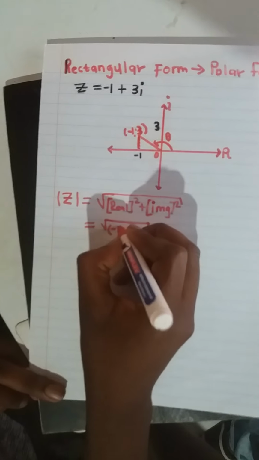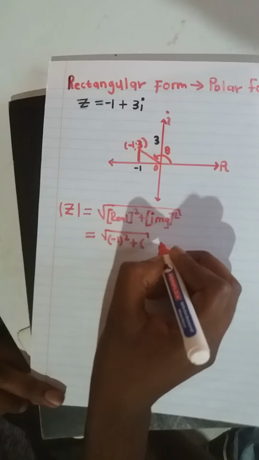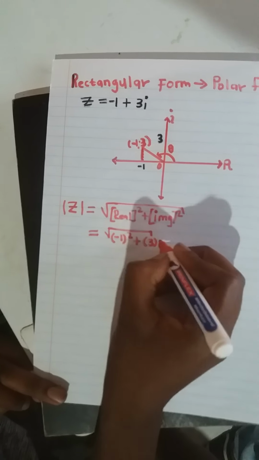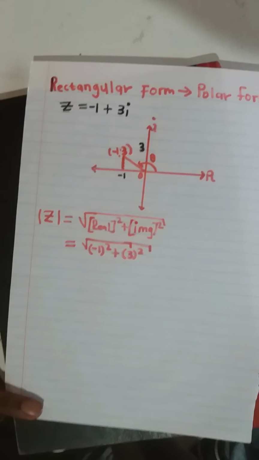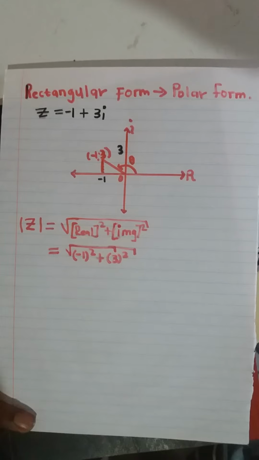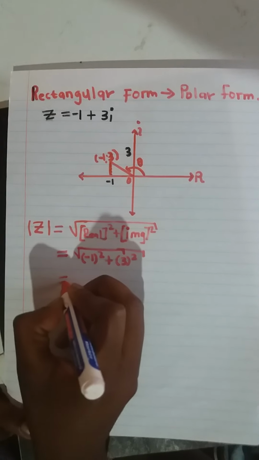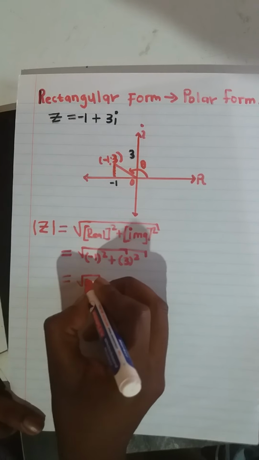We see we have -1 squared. For imaginary we have 3, then you square it. Okay, and then -1 squared is going to be +1 plus 9, and then we're going to have the square root of 10.